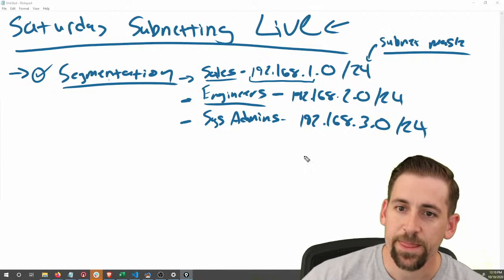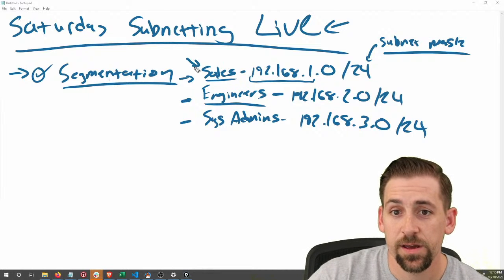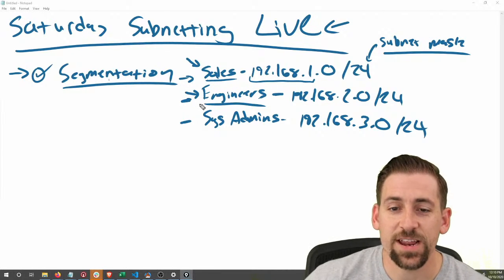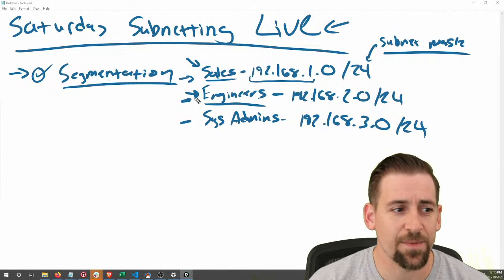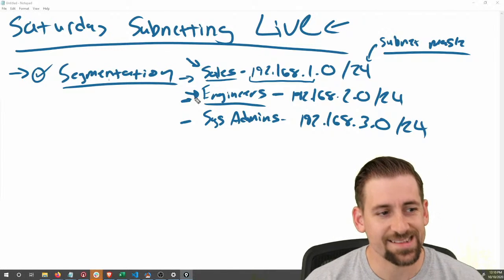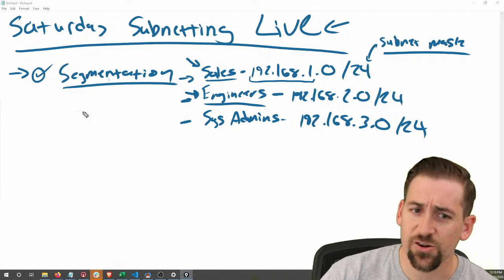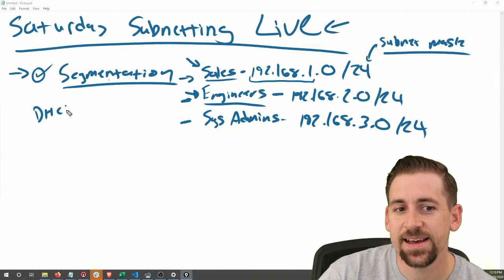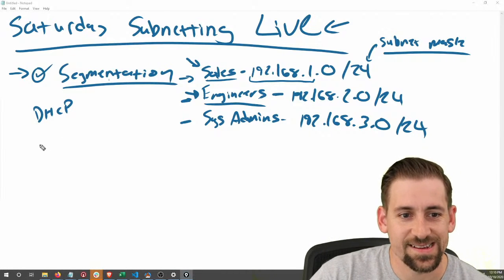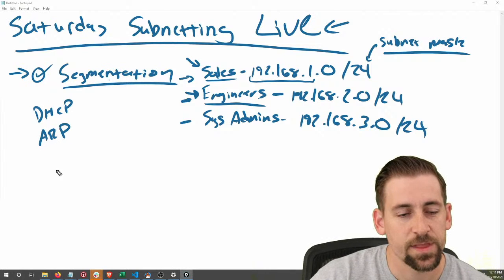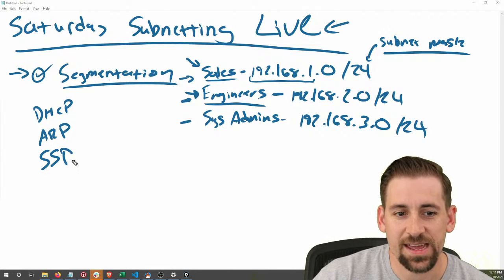And so if I want to break these networks up, for any number of reasons, I talked about security and access, but also there's a bunch of other things that are going on behind the scenes. So things like services, DHCP, other broadcast and multicast services, ARP, that type of stuff. SSDP, these types of things.